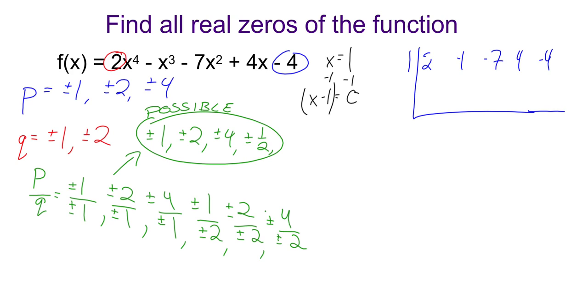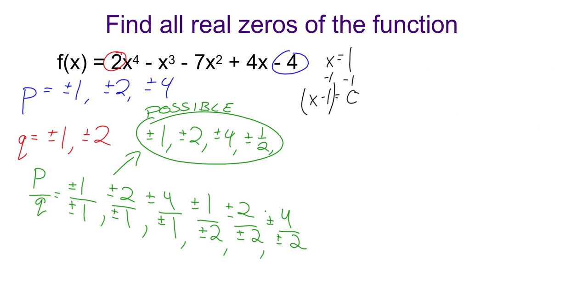Now we synthetically divide. So bring down the 2. 2, 1, negative 6, negative 2. What's this? Remainder. What's a remainder mean? It does not go in evenly. So that must mean positive 1 is not a 0.